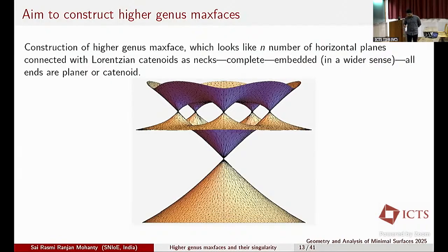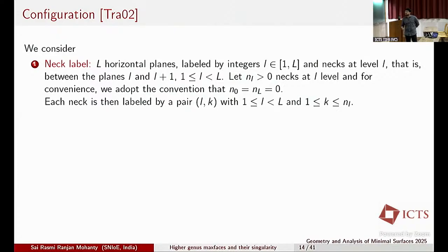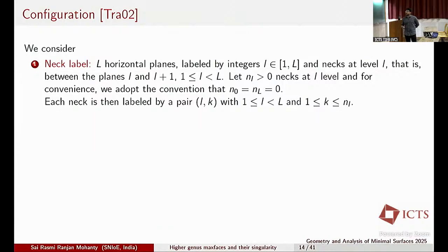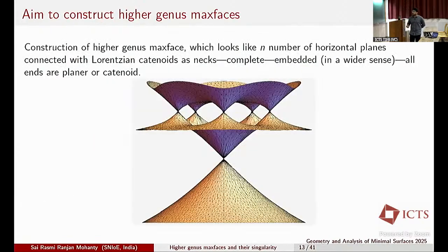So here we use the Traizet technique. For this technique, first we need a configuration that will help to construct this type of surface. So what is the configuration? Configuration means we need a neck level, neck position, and neck size. Pictorially, one can understand what the neck size is. This is the neck which lies between the first plane and the second plane, and these 5 necks lie between the second plane and the third plane. So this is the second level neck and this is the first level neck. One can label this as (1,1), meaning first level and first neck, and this can be labeled (2,1), second level and first neck.